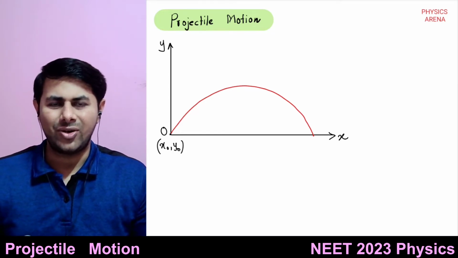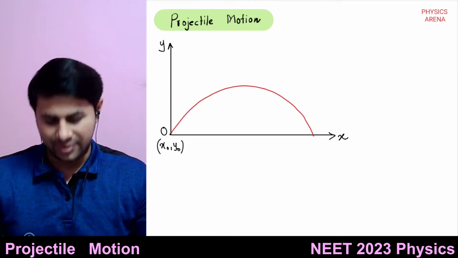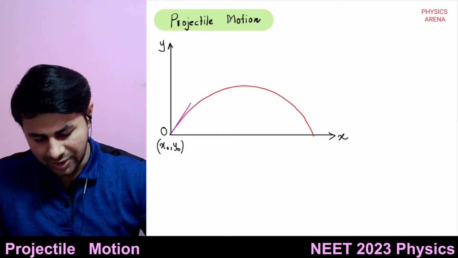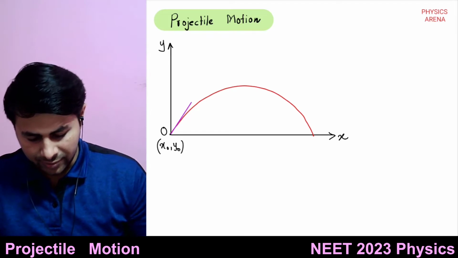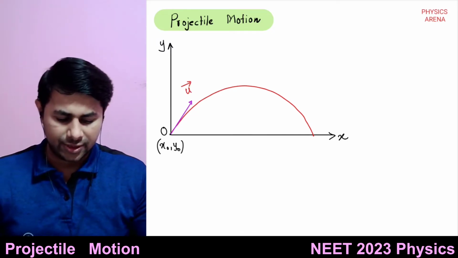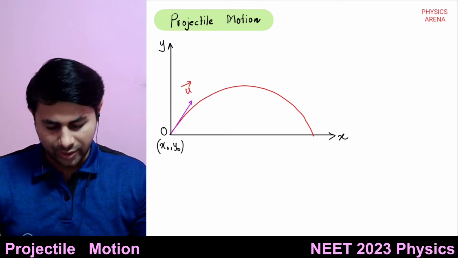And how will the velocity at this start point, how can we draw it? It will be along what? Tangential to the path, right? It will be along the tangential direction. So this is the initial velocity u bar. Okay, this is u bar, and you can resolve it along two perpendicular components.